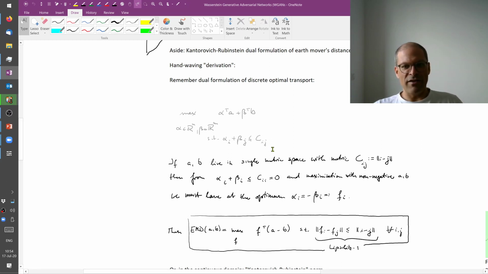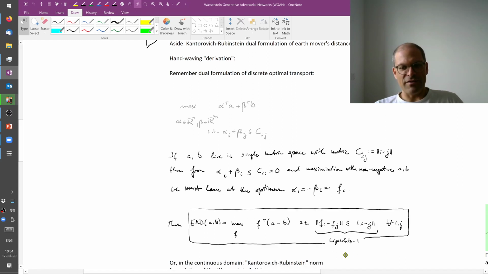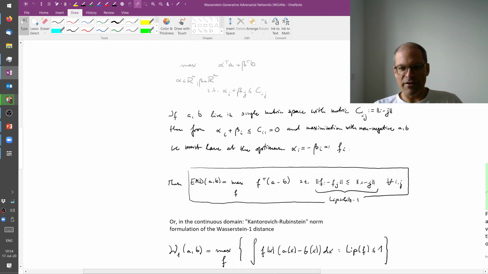And we had this constraint here, alpha plus beta should be no more than the cost, and we said that this also needs to hold in the case where C is a metric, and that translates to the constraint that the difference in the values of the function at two locations f_i and f_j must be no bigger than the distance between i and j. And this is something which is called Lipschitz regularity.